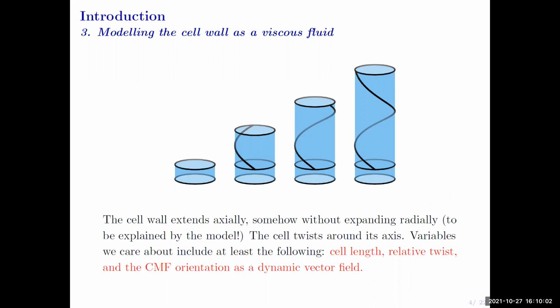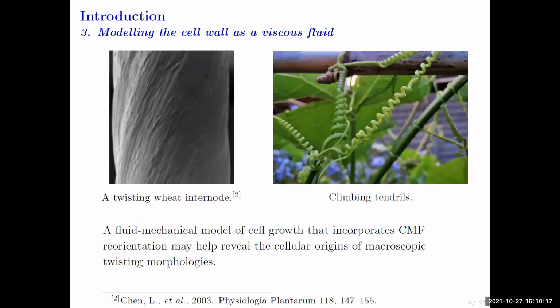Now, this twisting behavior, which we basically get for free out of the model after just thinking about the cell wall as a fluid, is it good? Is it important? Well, we think it is. So it is well known that even at the cellular level, you do get twisting growth behavior.